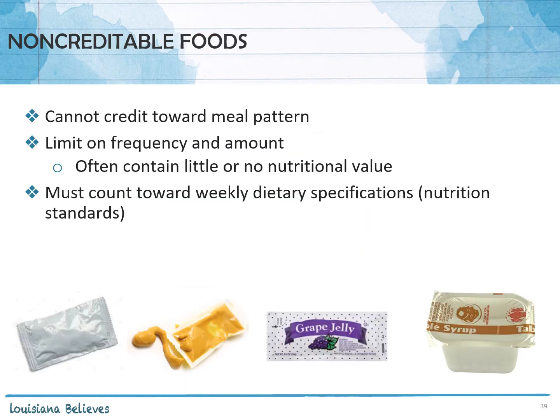Non-creditable foods are foods and beverages that cannot credit towards the USDA meal patterns for school nutrition programs. Schools and institutions may serve non-creditable foods in addition to the meal components to add variety, help improve acceptability in the meal, and satisfy appetites. Some examples include maple syrup on pancakes, salad dressing on salads, and condiments such as ketchup or mustard on a hot dog, sandwiches, and other entrees.